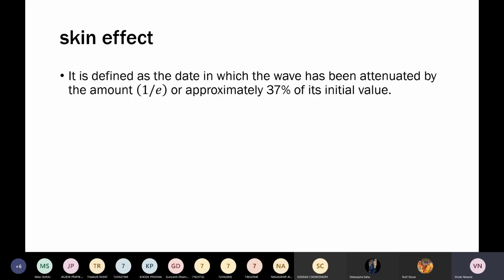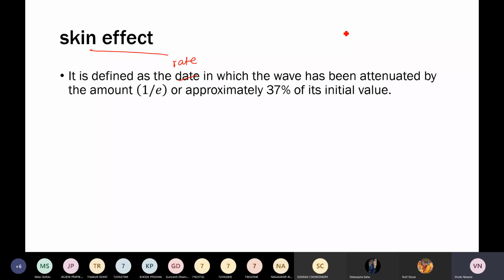Then skin effect. Now the skin effect is defined as the depth at which the wave has been attenuated by the amount 1 upon e, or approximately 37% of its initial value.